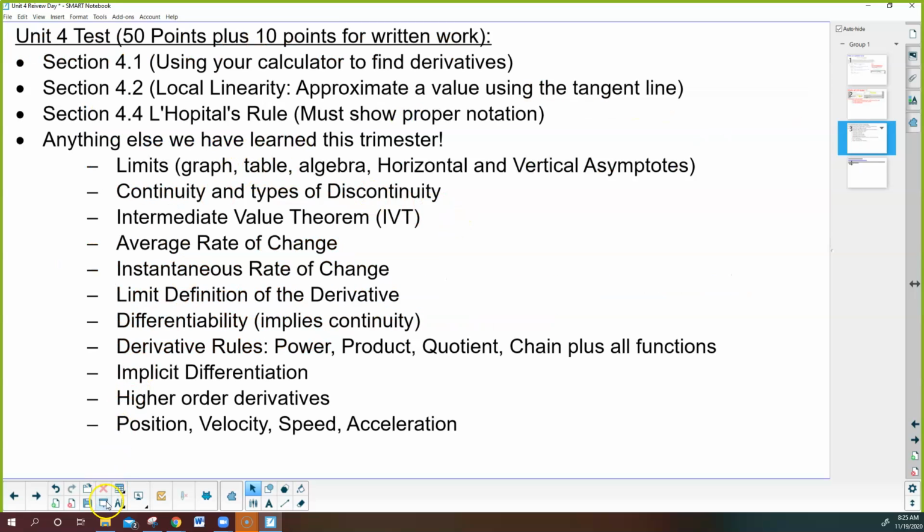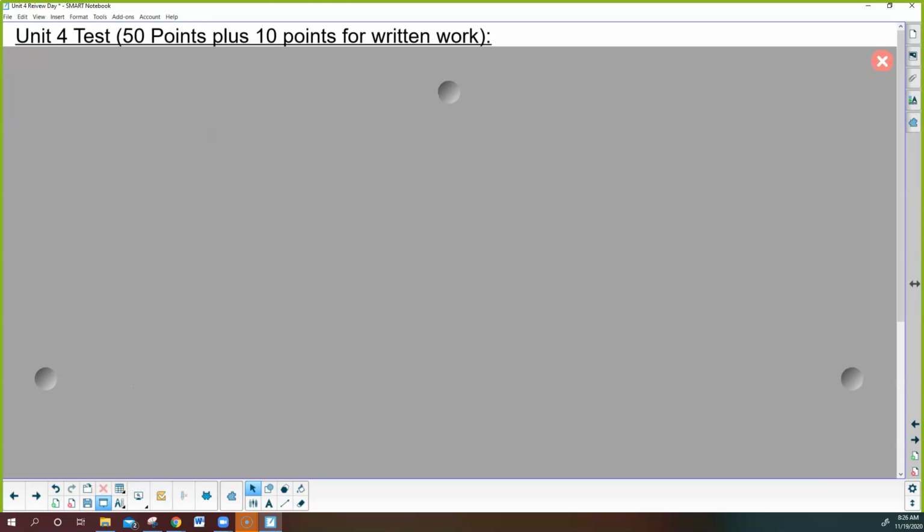Very first thing is, what about this test next week, Tuesday? The test is going to be 50 points summative, plus you will get 10 points for turning in your written work, and those 10 points are going to be summative as well. So you can think of this as a 60-point test, but really it's 50 points, and you get 10 free points for showing your work neatly and clearly for every problem.